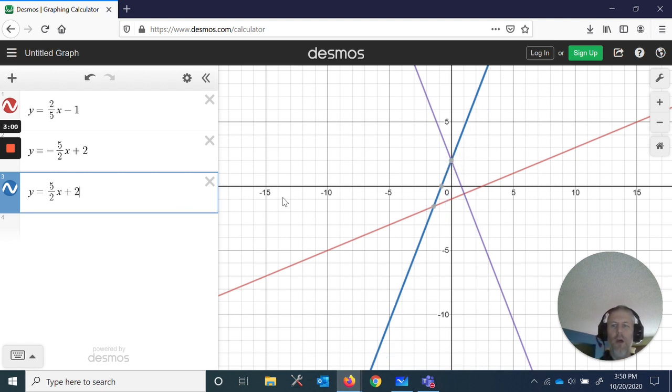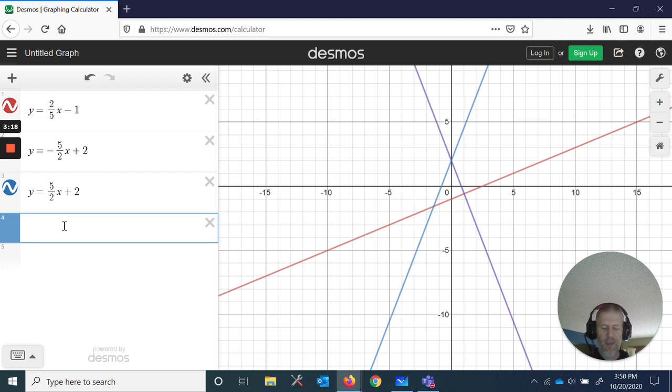So notice this blue one is 5/2 compared to this 2/5. So we've done the reciprocal. We've flipped the slope. But you can tell this is not a 90-degree angle. It's more than 90 here, and it's less than 90 here. So that's why flipping the slope alone does not work.